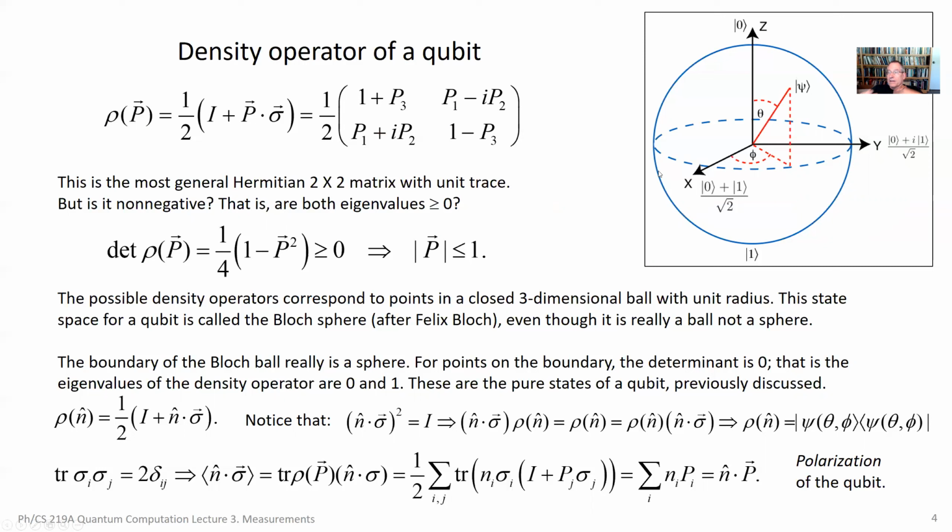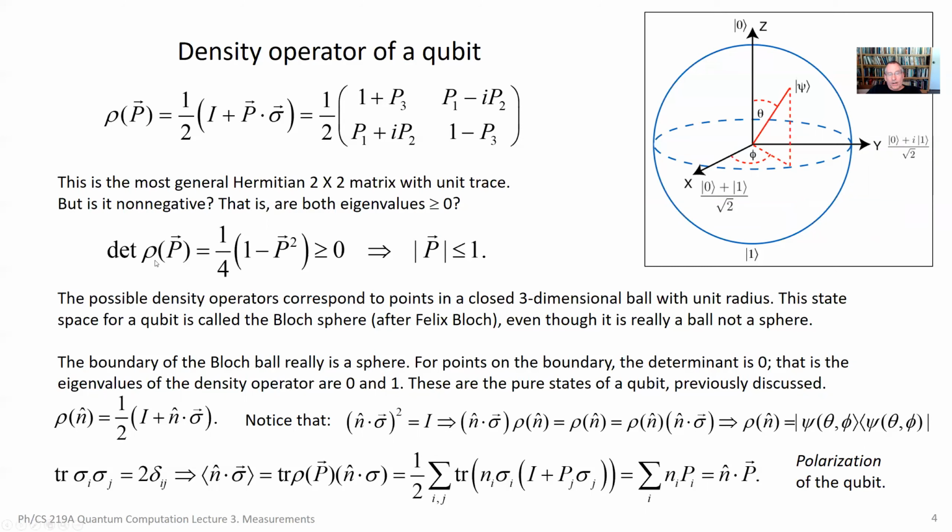So now, this is a 2x2 matrix, which is Hermitian and has unit trace, but we have to check that it's non-negative, that it doesn't have any negative eigenvalues. Well, since it's just 2x2, and because its determinant is the product of its two eigenvalues, being non-negative means having a non-negative determinant. Because it has trace 1, if one of the eigenvalues is negative, the other one has to be positive, and the product of the two would be negative.